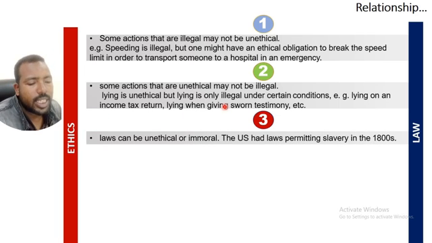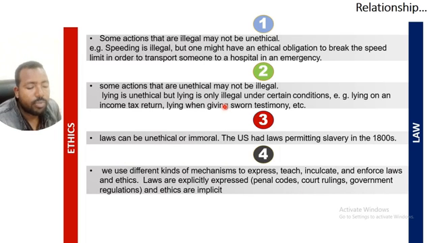The third one is laws themselves can be unethical or immoral. For example, in the 1800s in the United States of America, there was a law that permitted slavery. Morally thinking, it was unethical, but it was law at the same time.